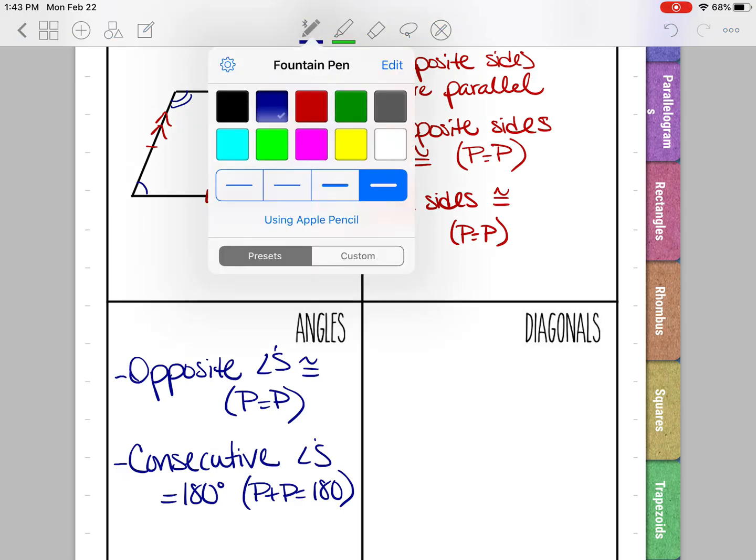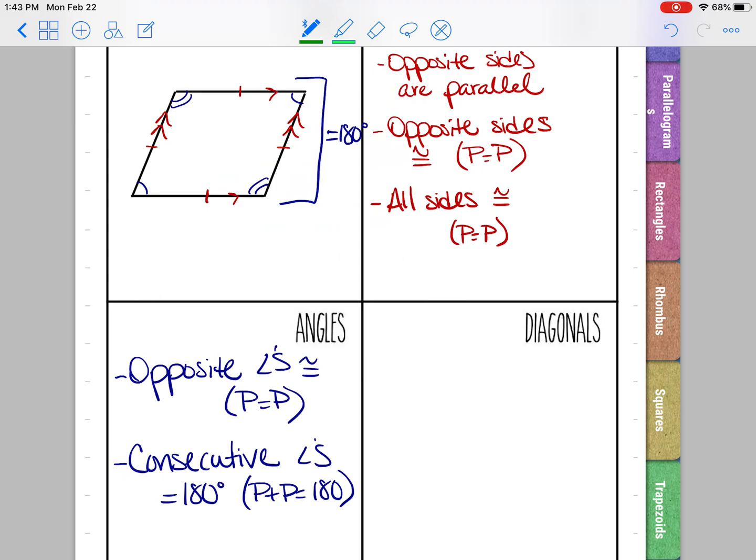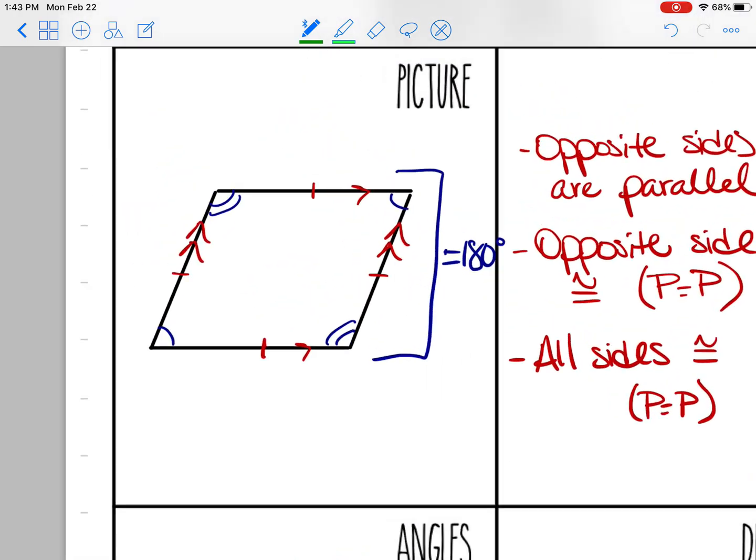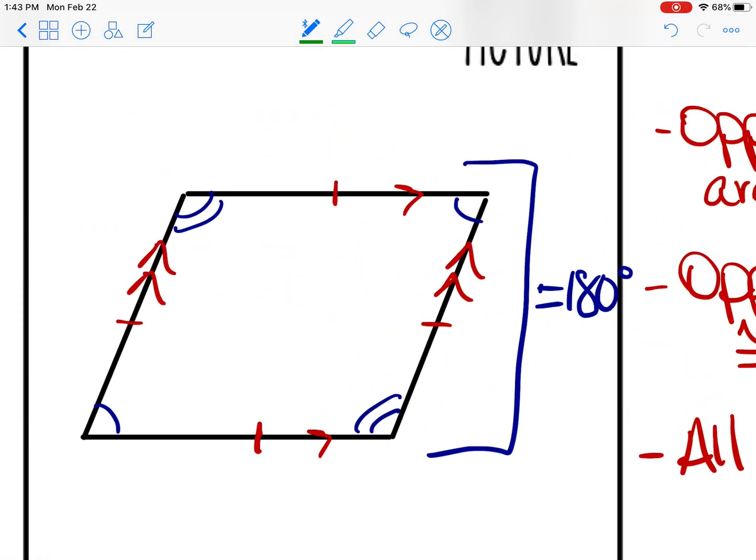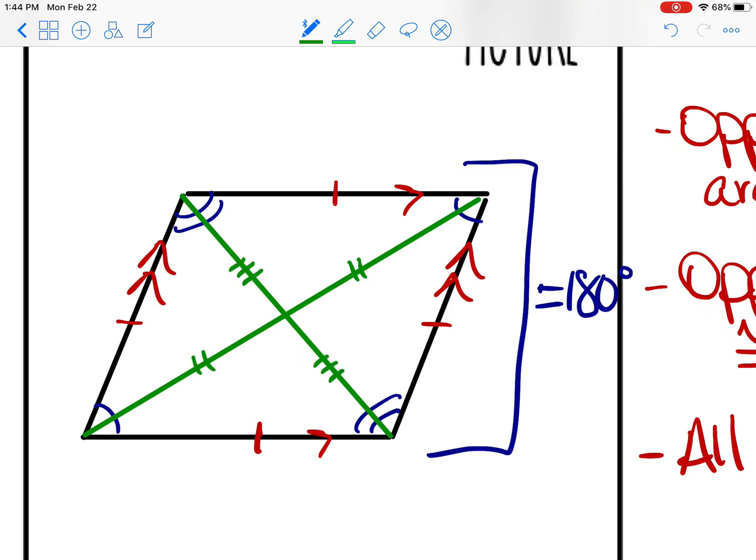Okay, now let's talk about diagonals. Here's where a lot of our new parts come into play. We know that a parallelogram passed down the characteristic that the diagonals do bisect each other. So let's go ahead and draw those diagonals in. You can see that they're not congruent. So if they're bisecting, we know we can put actually just 2 because all sides were congruent. We could put 3 here.